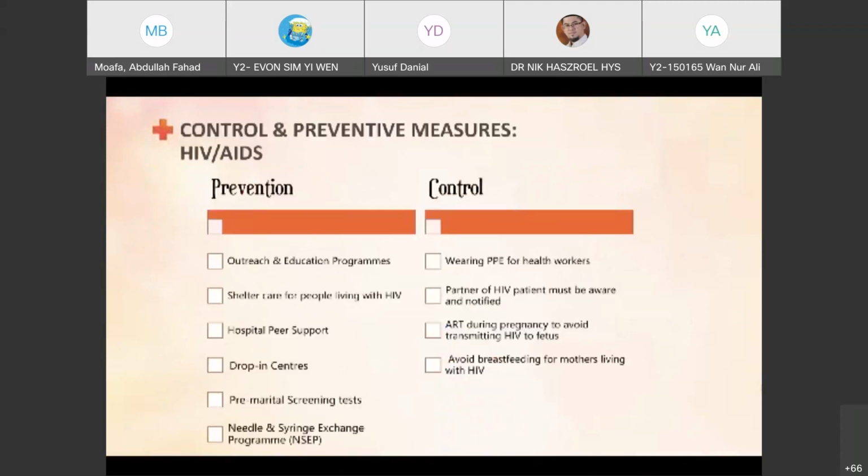Last but not least are the control and preventive measures of HIV and AIDS infection. So the goals of the HIV/AIDS prevention and control programs are to prevent further spread of HIV and to improve health outcomes for those already living with HIV. So let's go to prevention first. So the first one is outreach and education programs.